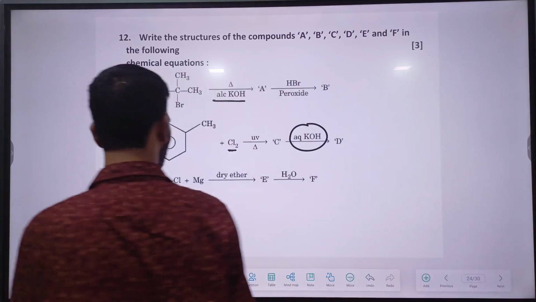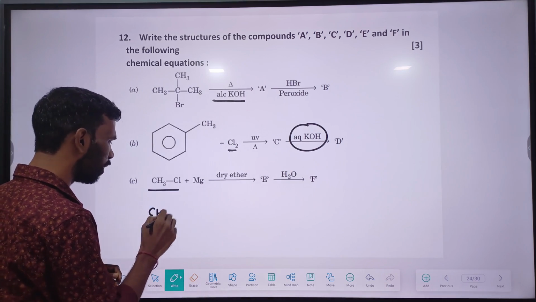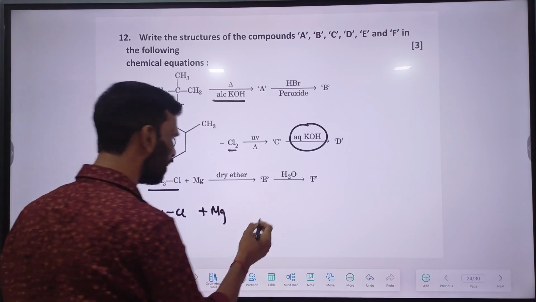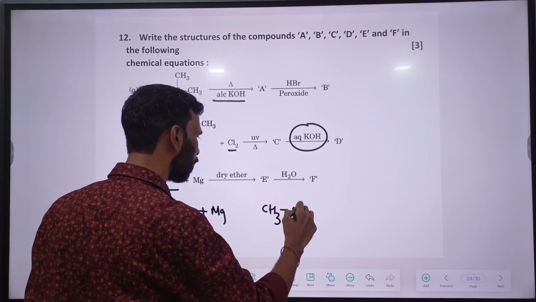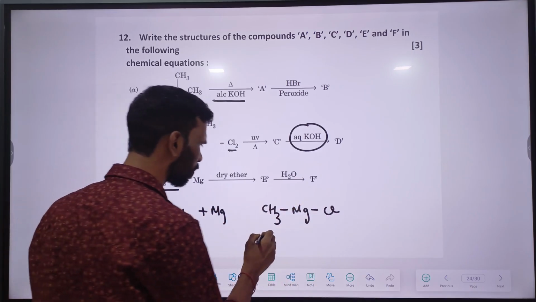Over here, this reaction I'll solve. This is an alkyl halide. This is CH3Cl. Reaction with magnesium, you get E as a Grignard reagent. What you will get is CH3MgCl. This is known as Grignard reagent.